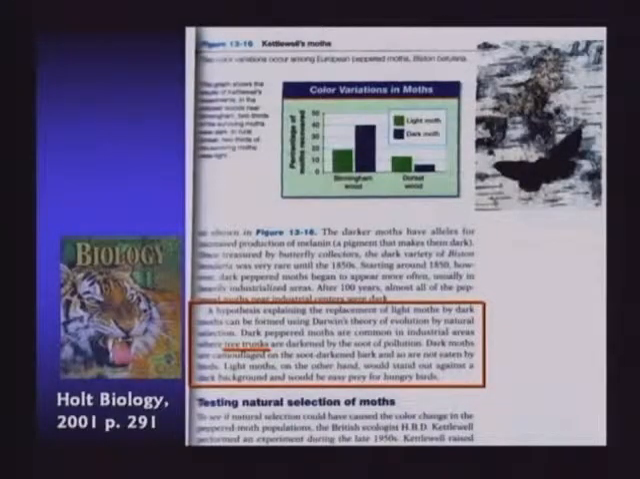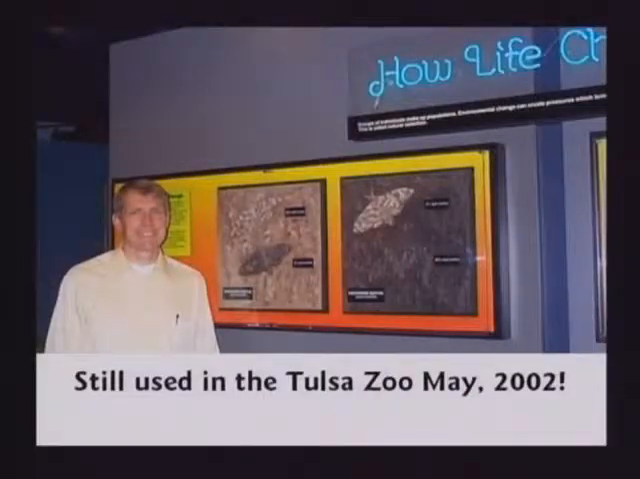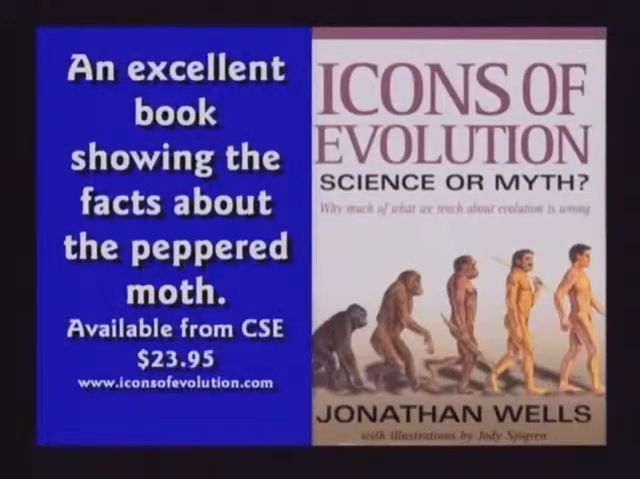It's a lie. The story's a phony. But they still teach it. That's all they've got. I think that page ought to be torn out of the book. You tell the kids, in the Tulsa Zoo, yes, this is proof for evolution right here. Proven wrong years ago. There's a good website, Icons of Evolution, or the book Icons of Evolution has a whole lot on it. Peppered moth.